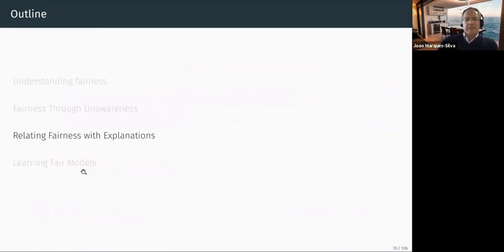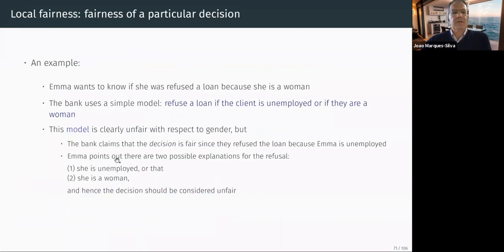Now, the point I would like to make, given what I talked about until now in the lecture, is how can we relate fairness with explanations? So let's see an example why this can be important.